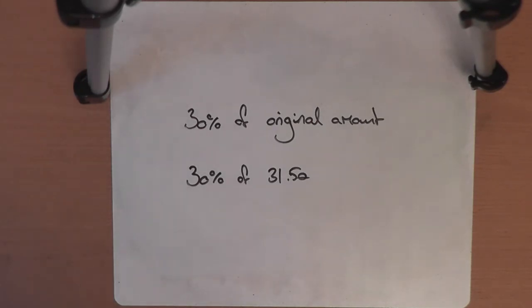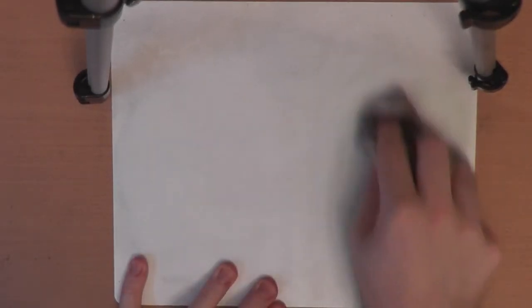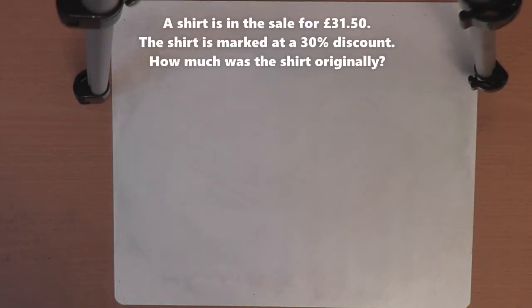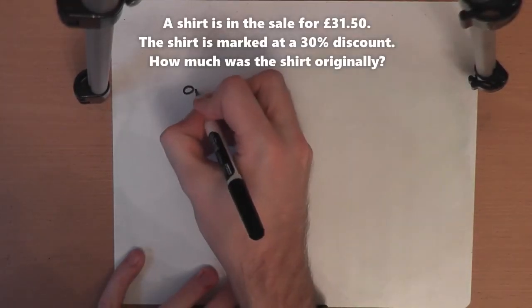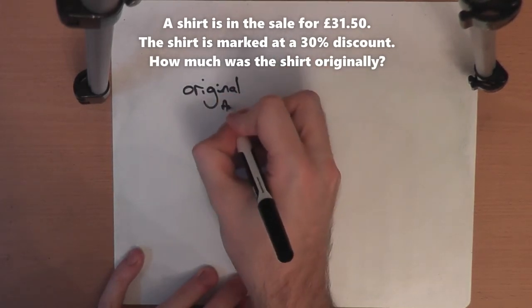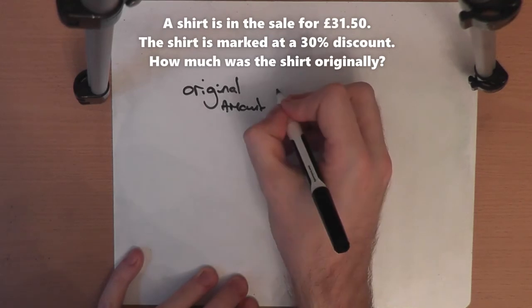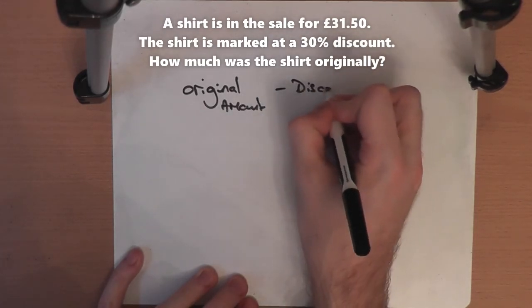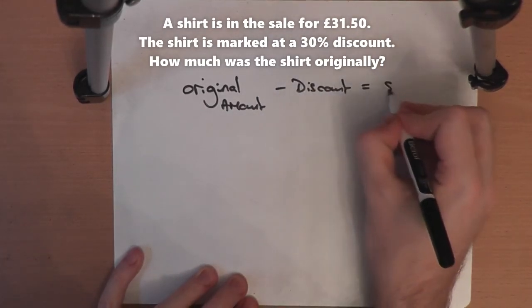These are the second type of these questions. And the second type of these questions is where you are undoing a change that's already happened. Let's think about where that sale price has come from. We've had an original amount. Then we've taken away a discount, and that's given us the sale price.